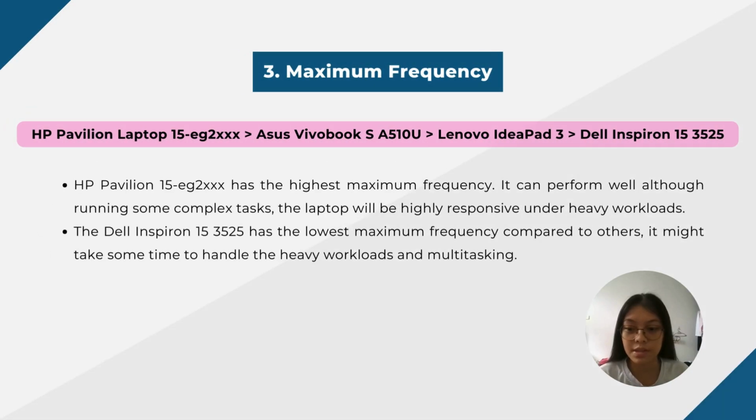The maximum frequency is the maximum speed at which the CPU can execute instructions, so it represents the number of cycles per second that the CPU can complete. Based on the Geekbench, we can see that the HP Pavilion laptop has the highest maximum frequency, but the Dell Inspiron laptop has the lowest maximum frequency.